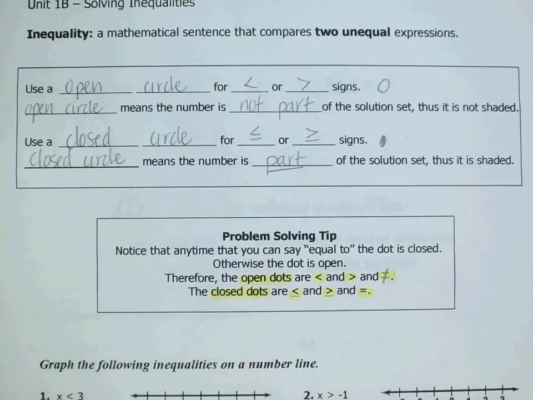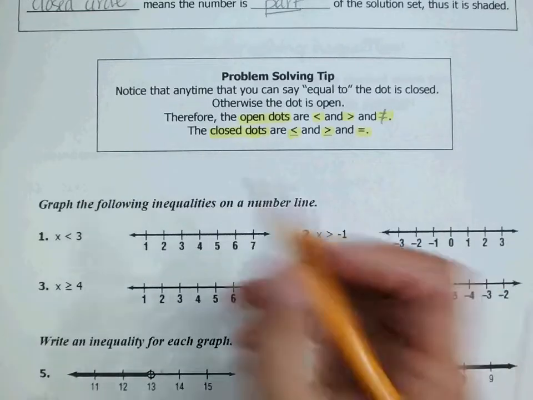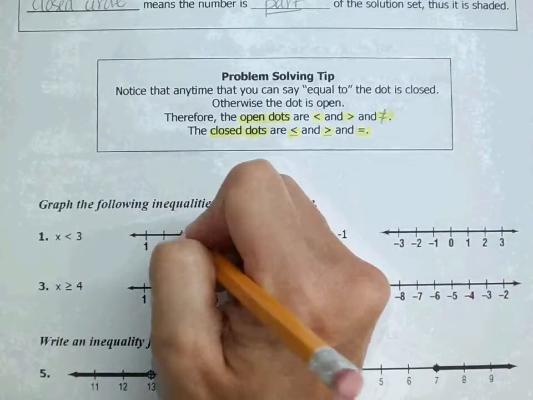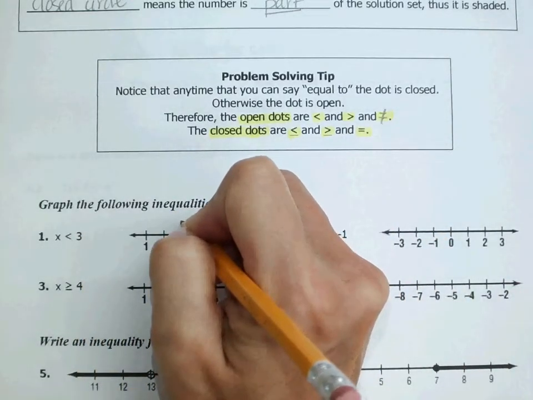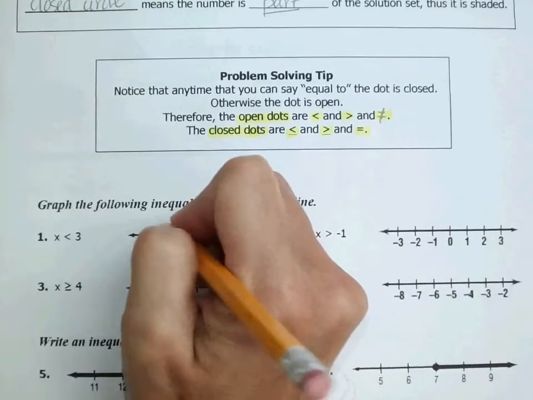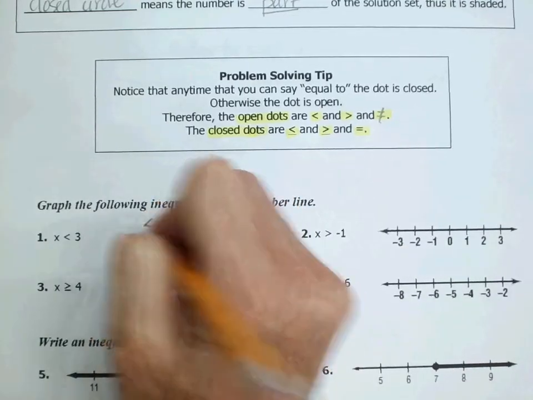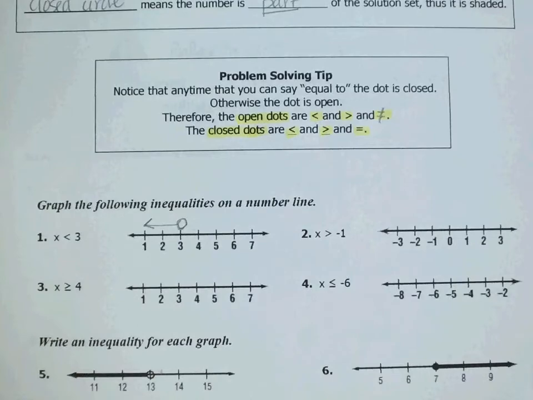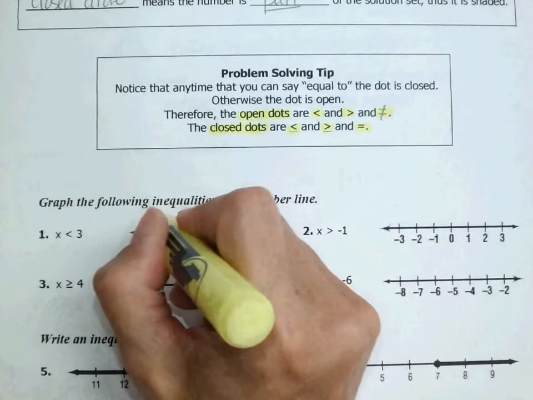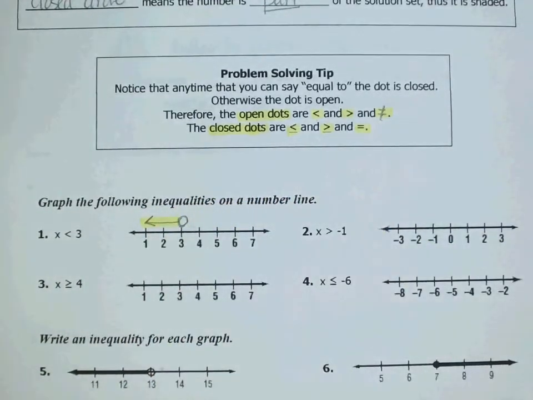Okay. Number one, we're going to practice on a number line. We have x is less than 3. So we're going to find 3, right above, and less than. Now the solution for this one, this is what we're going to highlight. The solution is what we highlight. Notice I did not highlight the open circle.